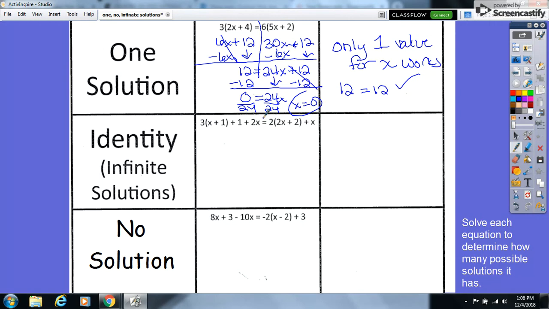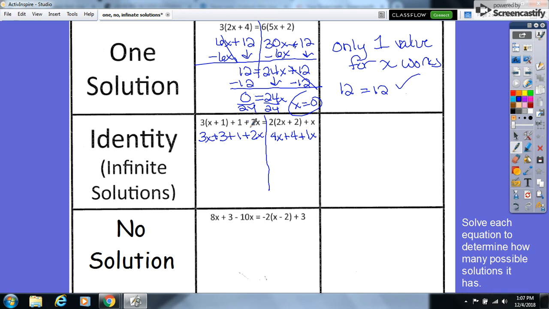Now let's take a look at an equation that would have infinite solutions. Not all of them look this scary, but let's go ahead and just start dissecting this a little bit. Distribute again. 3 times x gives me 3x. 3 times 1 gives me 3. Plus 1 plus 2x. On this side, 2 times 2x is 4x. 2 times 2 is 4. Plus, and I know that's going to be a 1x.